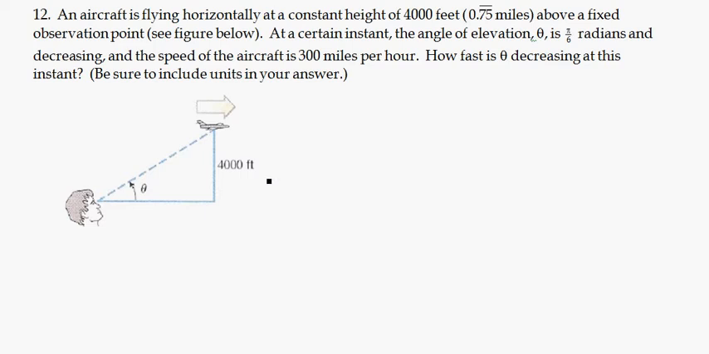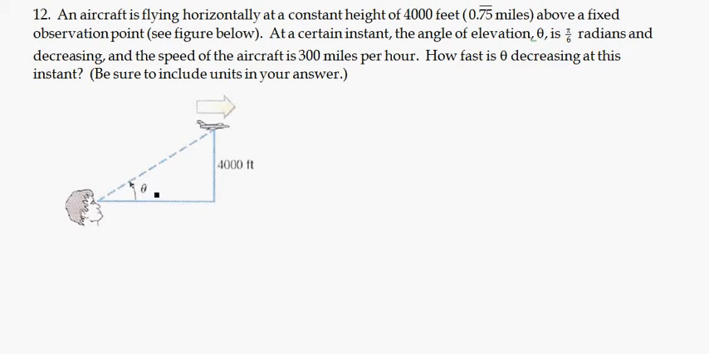Okay, now we have a plane flying horizontally 4,000 feet above the ground. Since we're talking about miles per hour later, we can notice that this 4,000 feet is just 0.75 repeating miles. At a certain instant, the angle of elevation, which is this theta, is pi over 6, and it's decreasing, and the speed of the aircraft is 300 miles per hour. So we want to know how fast is theta decreasing at this instant.